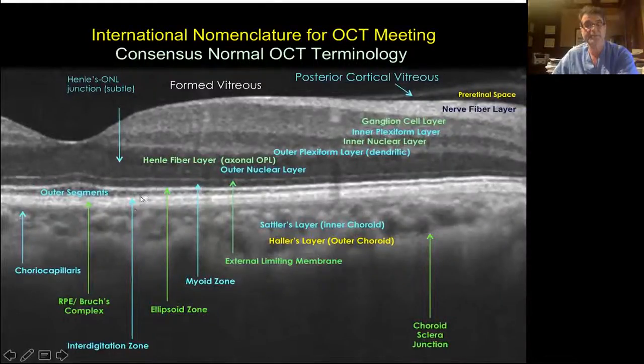This is the same slide I showed earlier, but just to stress the ellipsoid zone here, the external limiting membrane, and the interdigitating zone sitting on top of the RPE-Bruch's complex. The interdigitation zone is that zone where the tips of the rods are interdigitating with the RPE microvilli.